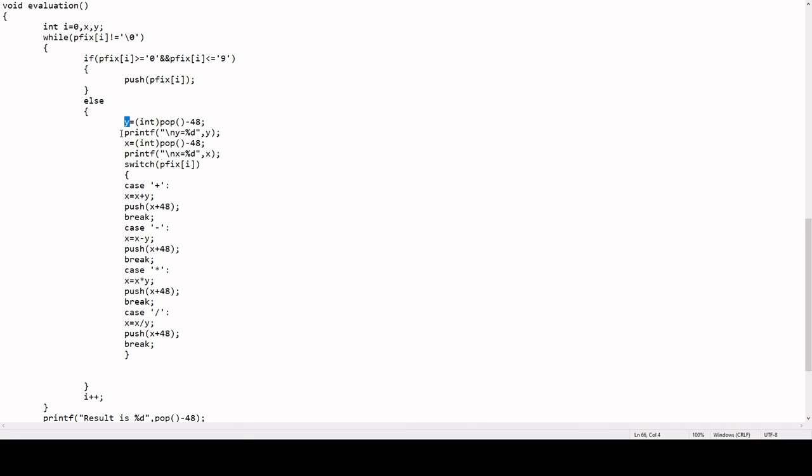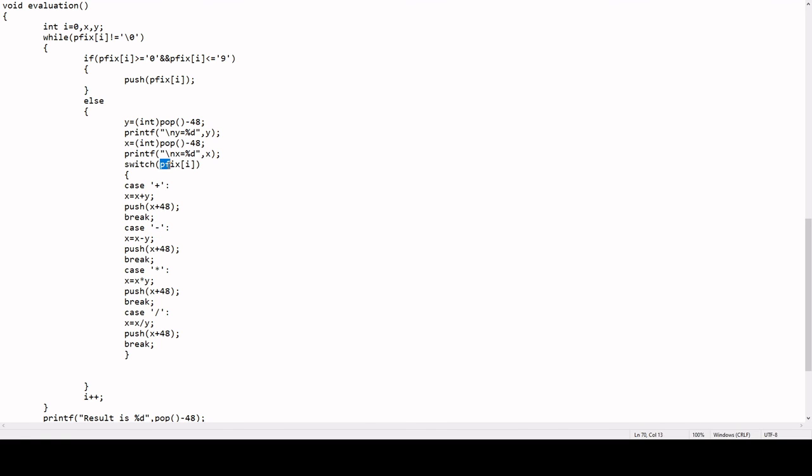Once we are done with this, for our clarification, if we want, we can print the value in y. Similarly, we will pop the second element out of the stack. We will typecast it to an integer and subtract 48 from that. Now for our clarification, we can print it to check the value of x. Now we will be making use of a switch case in order to see which operator we have come across. So currently we are assuming that we are operating on 4 operators: plus, minus, multiplication and division.